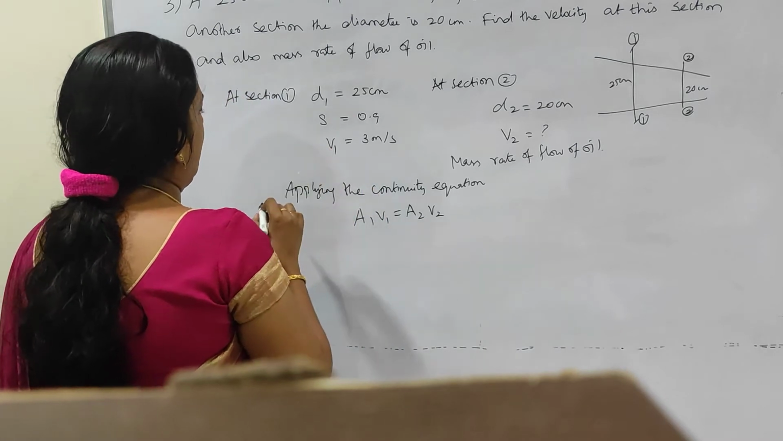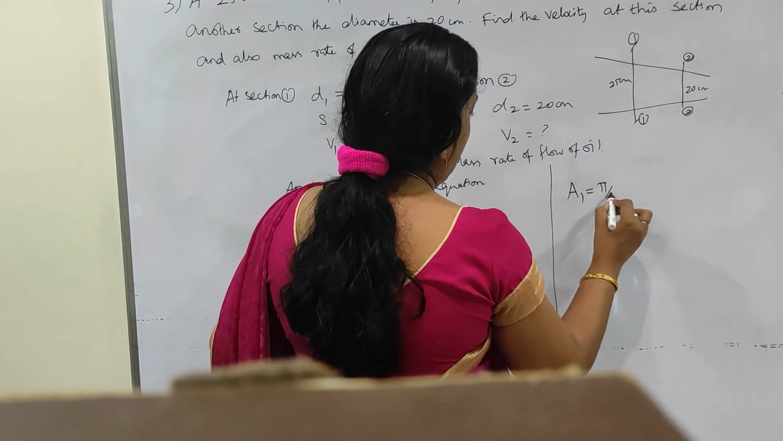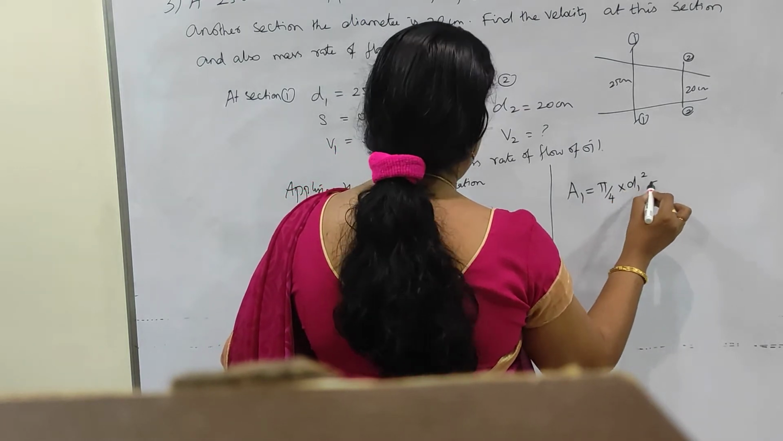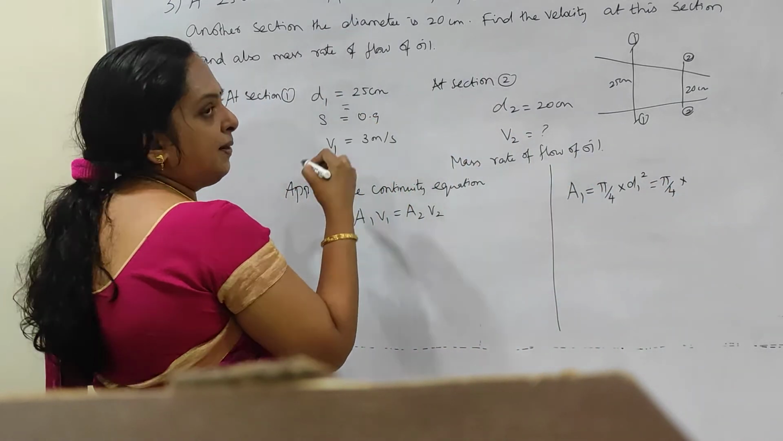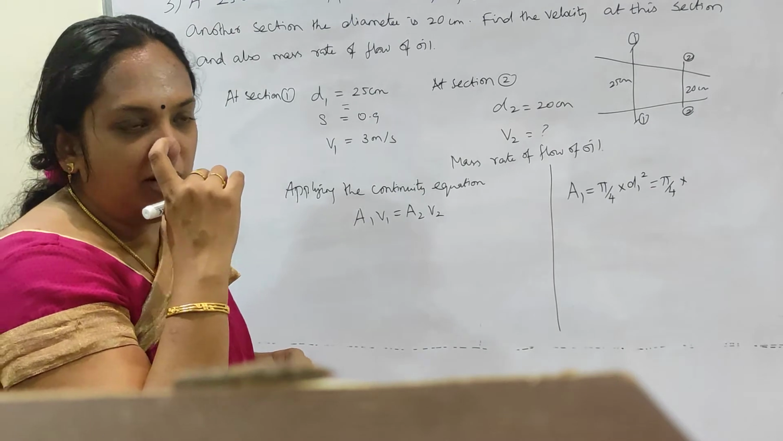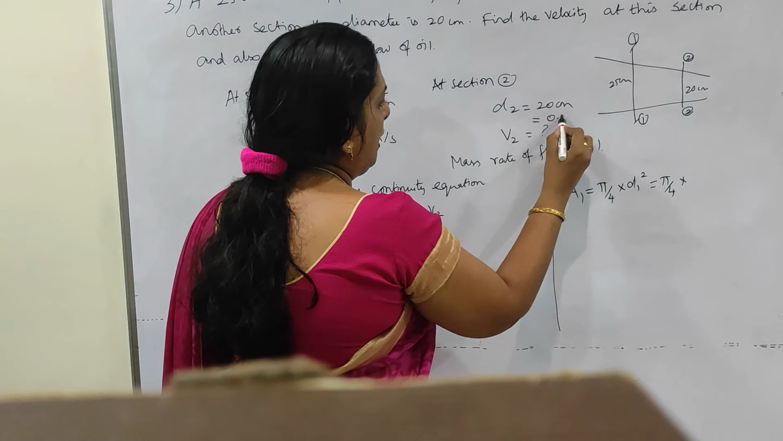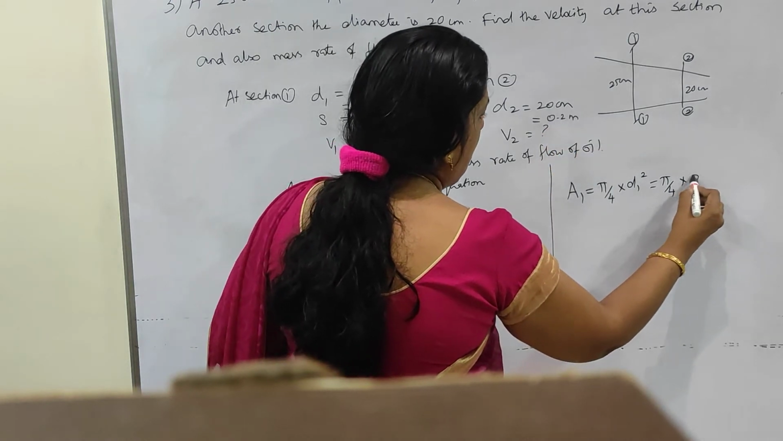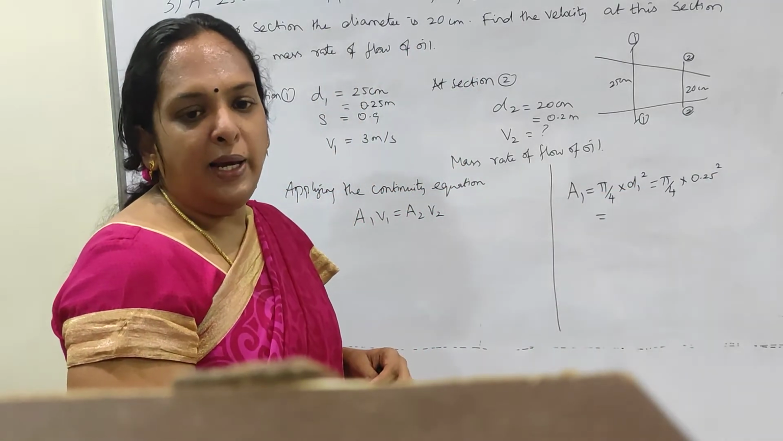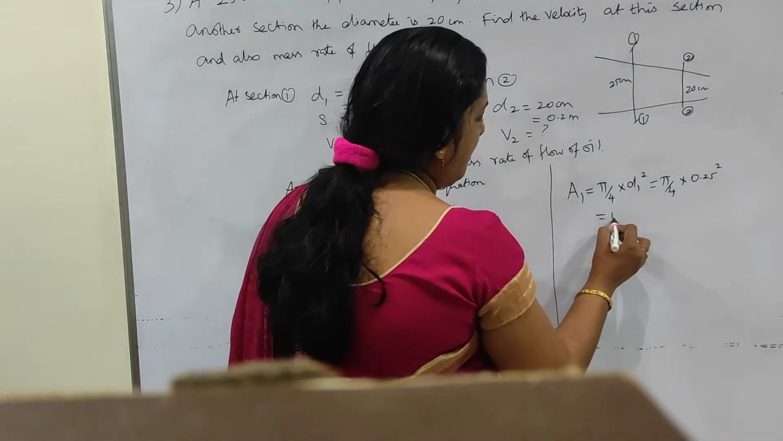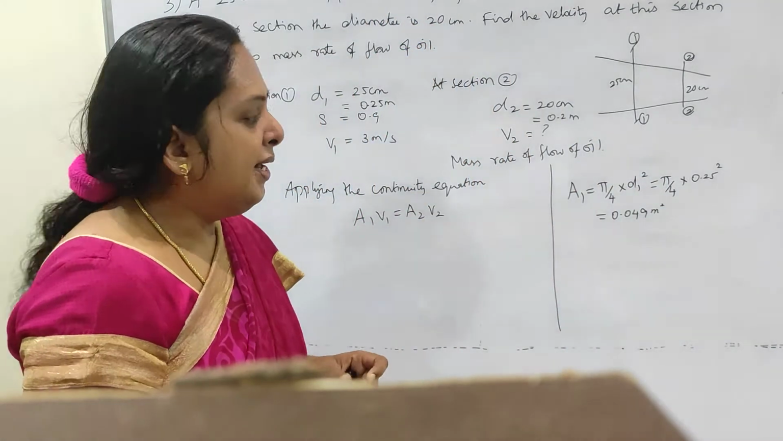So A1 I have to find out. So for finding out the A1, what is my equation? It is pi by 4 into D1 square. So that is pi by 4 into 25 centimeter. First let me change that in terms of meters. So what will be my meter? It is 0.25 meters. Similarly here it will be 0.2 meters. So just I am substituting 0.25 square. So I will be easily able to find out what is the value of my area at section 1. So it is 0.049 meter square. So I have got what is the area at my section 1.